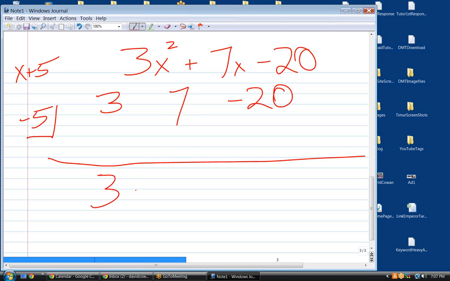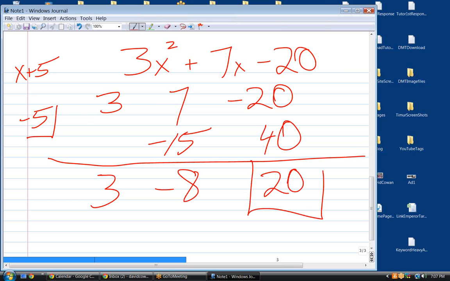So bring down the 3. What goes here? Negative 16. Oh, negative 8. And 40. And the remainder is 20. So x plus 5 is not a factor of that quadratic.